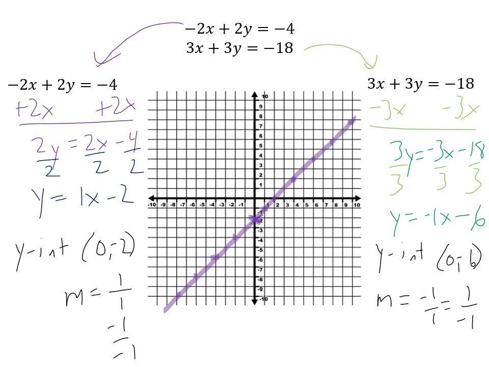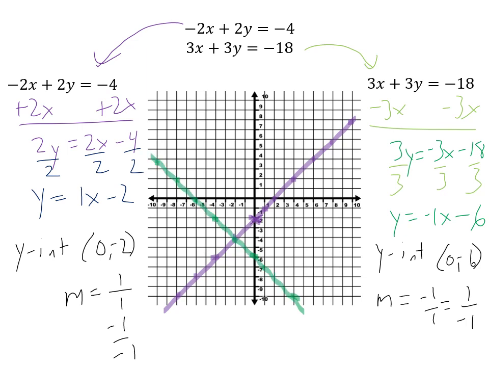On the other one, we're plotting at negative 6, which would be right there. And it's a down 1, right 1, or I could go down 2, right 2, or up 2, left 2. And draw my line through it. That was pretty close. I was a little off as I was drawing that. Let's see if I can fix that a little bit. That's a little bit better.